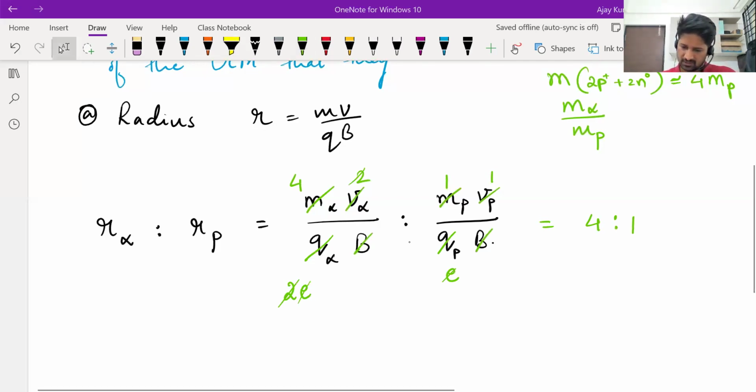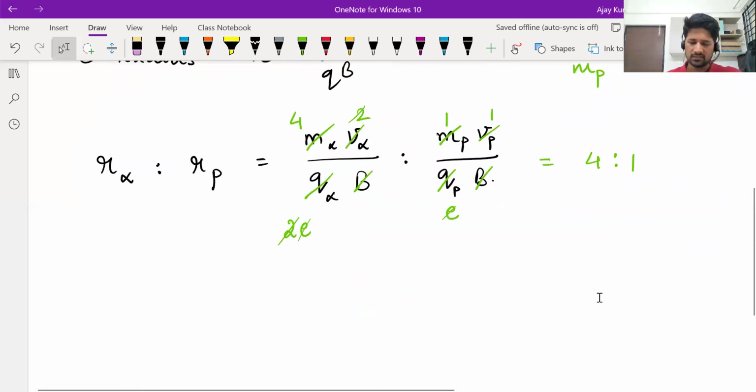But surprisingly, I didn't get that answer from any of you. You forgot to consider the mass ratio. I took the mass ratio. Okay. Fine. That's what you need to be careful about, step by step. So that is the ratio of radii in which they would execute circular motion.